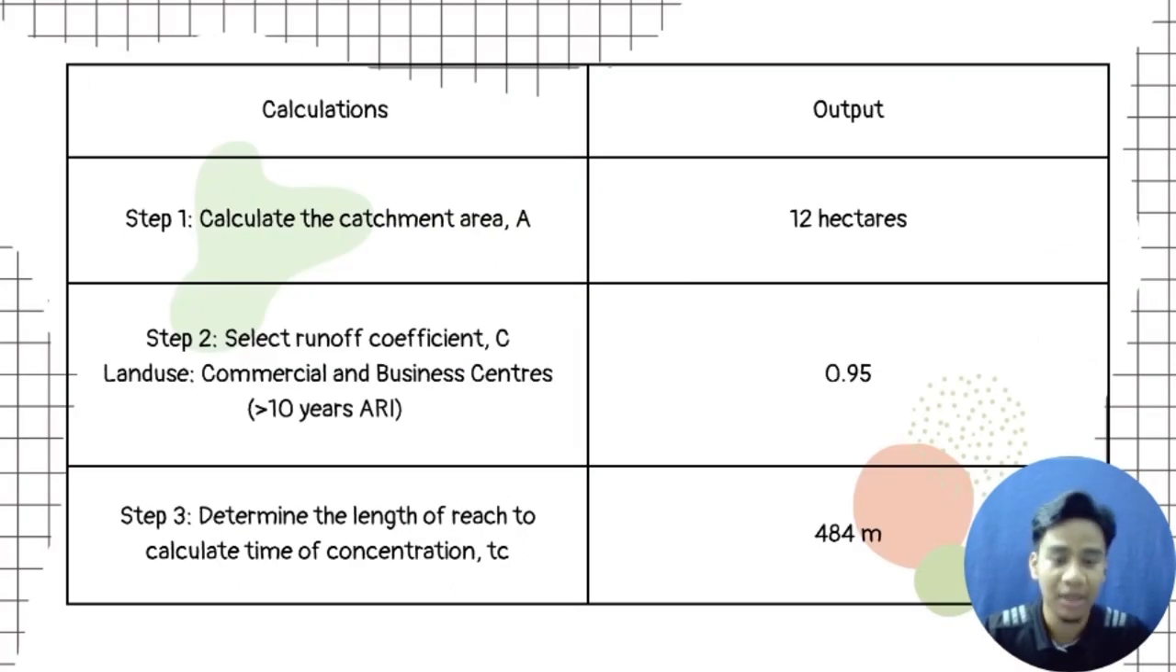For the calculation, same as the Q peak that my friend has presented, step 1 is calculate the catchment area, and we get 12 hectares. Step 2, select the runoff coefficient. The land use is commercial and business center, and the ARI is 10 years, so we get C as 0.95. Next step is step 3. As I said just now, the length is 484.